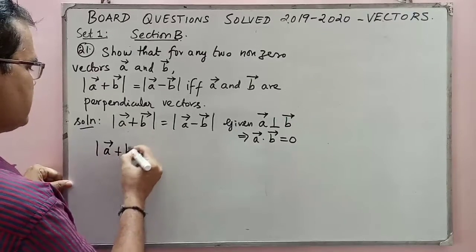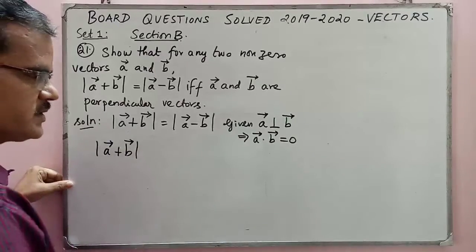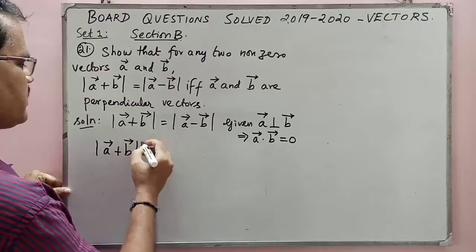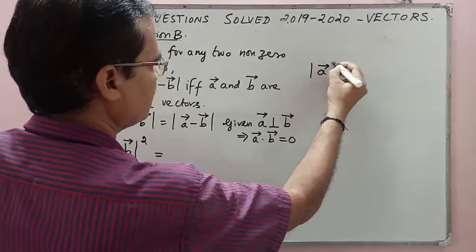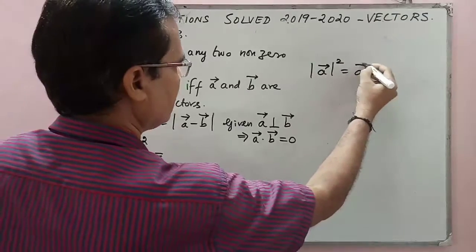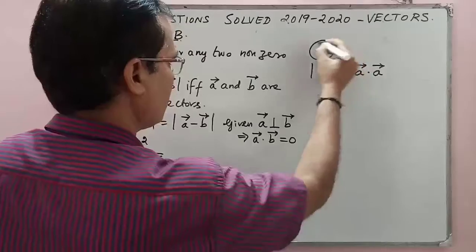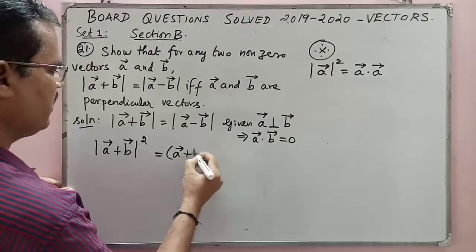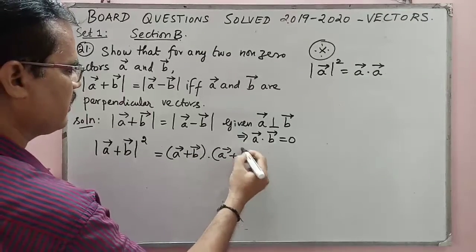This question is a tricky question. If you take A vector plus B vector, directly you cannot prove it is equal to A vector minus B vector. So what we are going to do is square A vector plus B vector. We know the formula, A vector squared is equal to A vector dot A vector. This is a very important formula, you have to remember. So according to that, we write A vector plus B vector dot A vector plus B vector.